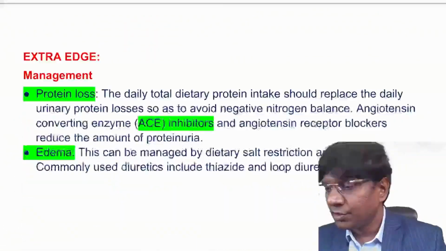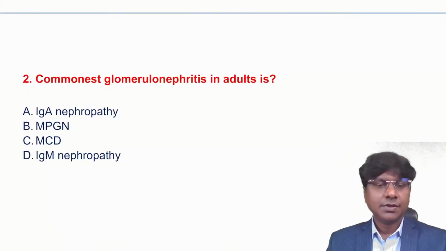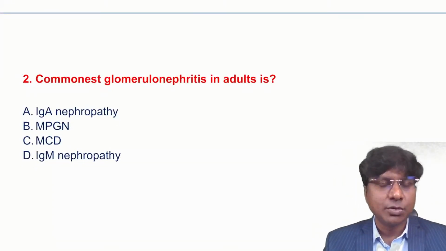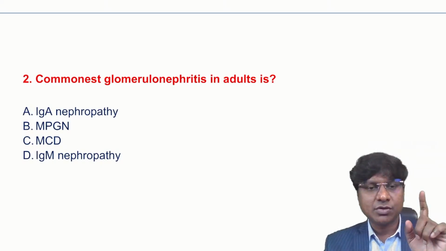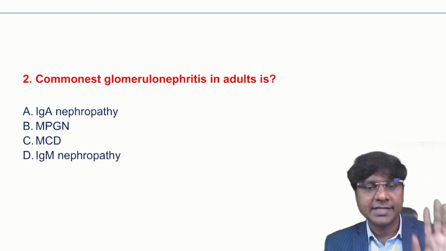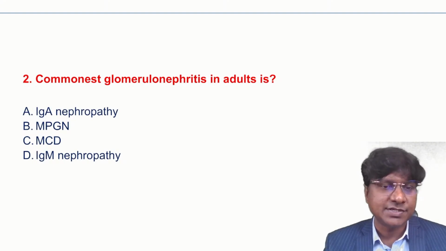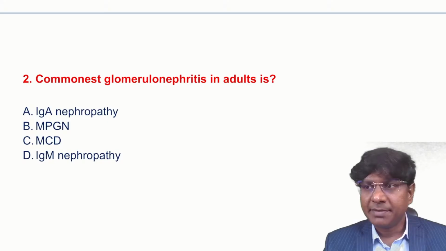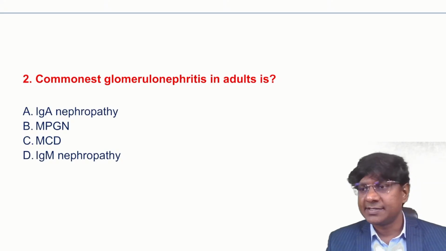We'll move on to the next question. Commonest glomerulonephritis in adults. So you see the difference. The most common cause of nephrotic syndrome in adults, that was the first question, and the answer is FSGS. But if the question is commonest glomerulonephritis in adults, the options are IgA nephropathy, membranoproliferative glomerulonephritis, minimal change disease, then IgM nephropathy. What do you think is the answer?